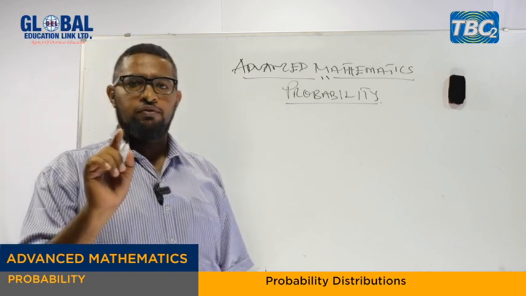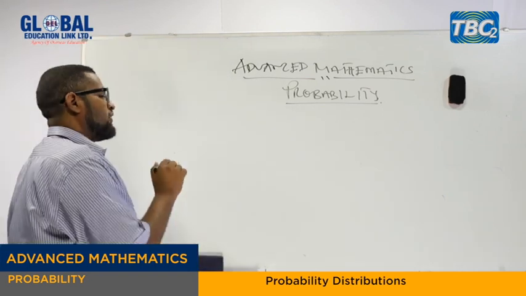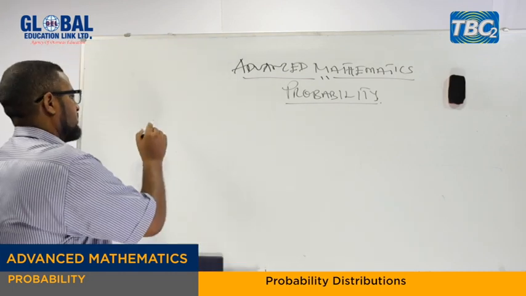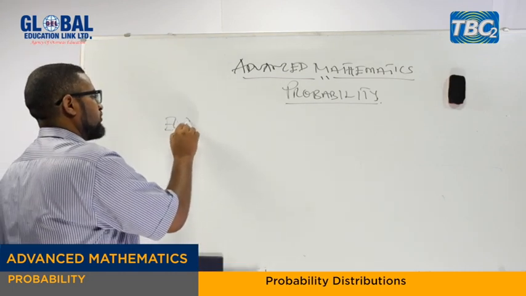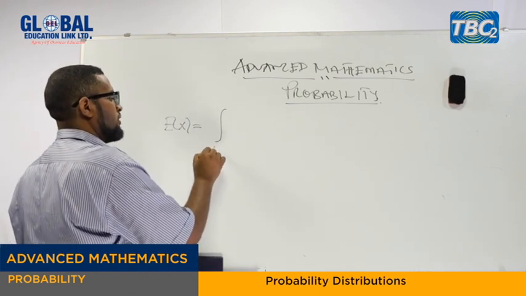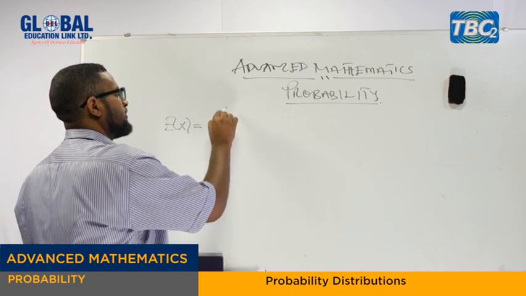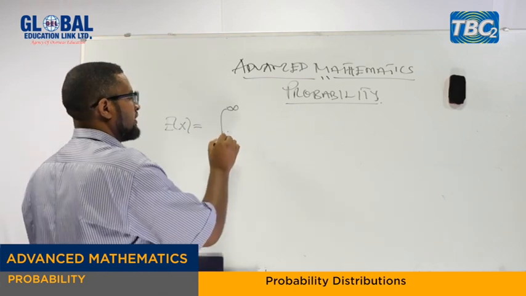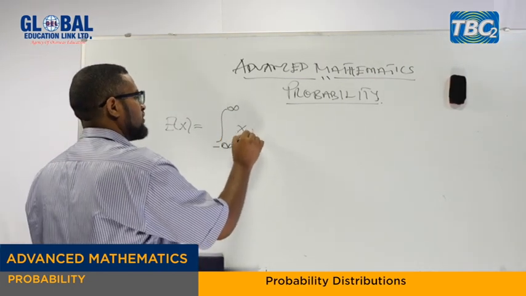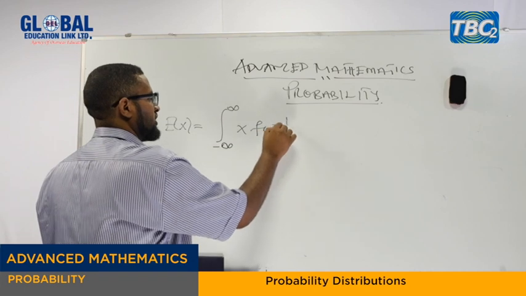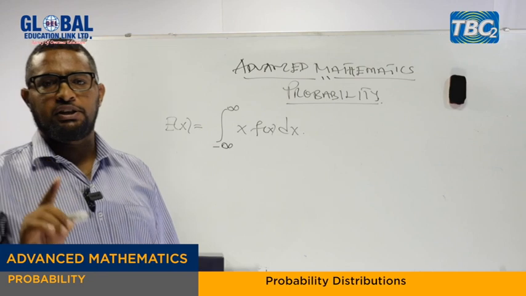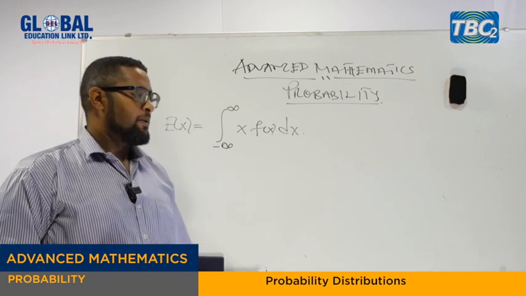Under continuous random variable, when you are asked to find the expectation of variable x, we normally use this formula. The expectation of variable x is given by the integral from negative infinity to positive infinity. Then you take the variable that you are given, which is x, you multiply by the given function, then dx. That is when you have to find the expectation of variable x.